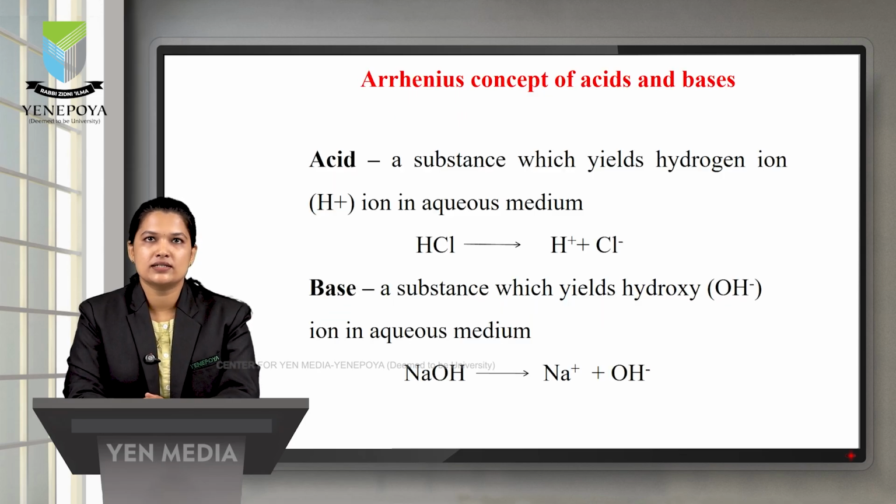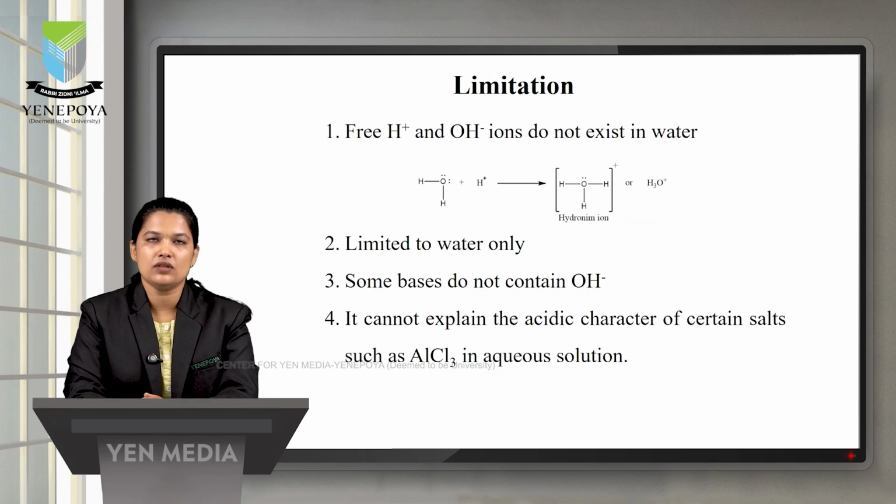These are the Arrhenius concept of acids and bases, the Bronsted-Lowry concept and the Lewis concept. In the Arrhenius concept, an acid is a substance which yields hydrogen ion H+ in aqueous medium, and HCl is dissociated to get H+ and Cl-. A base is a substance which yields hydroxide ion in aqueous medium, that is, NaOH is dissociated to get Na+ and OH-.